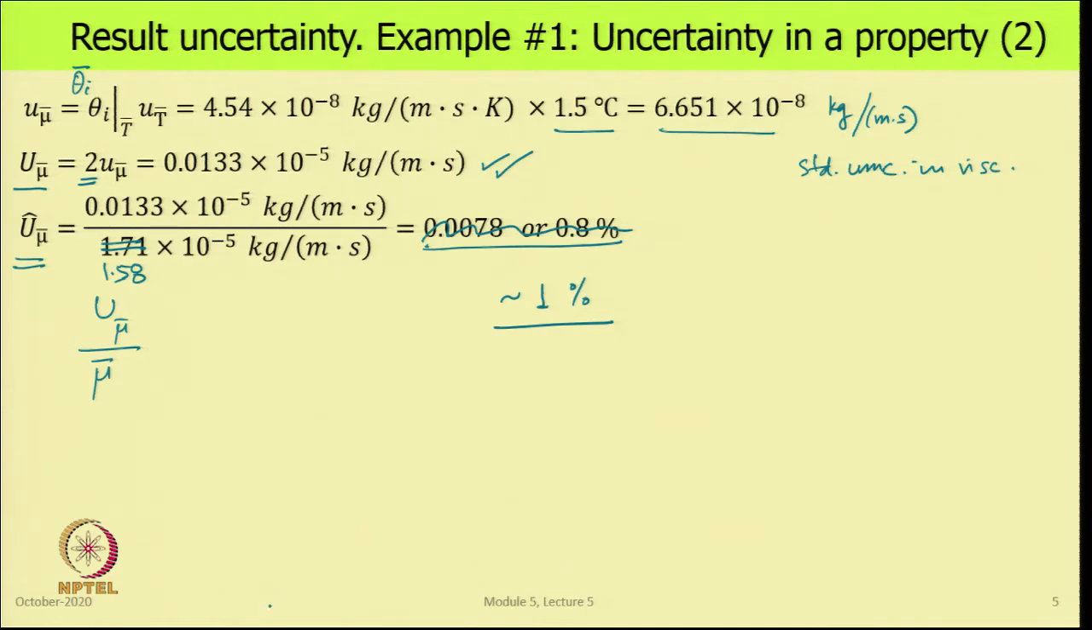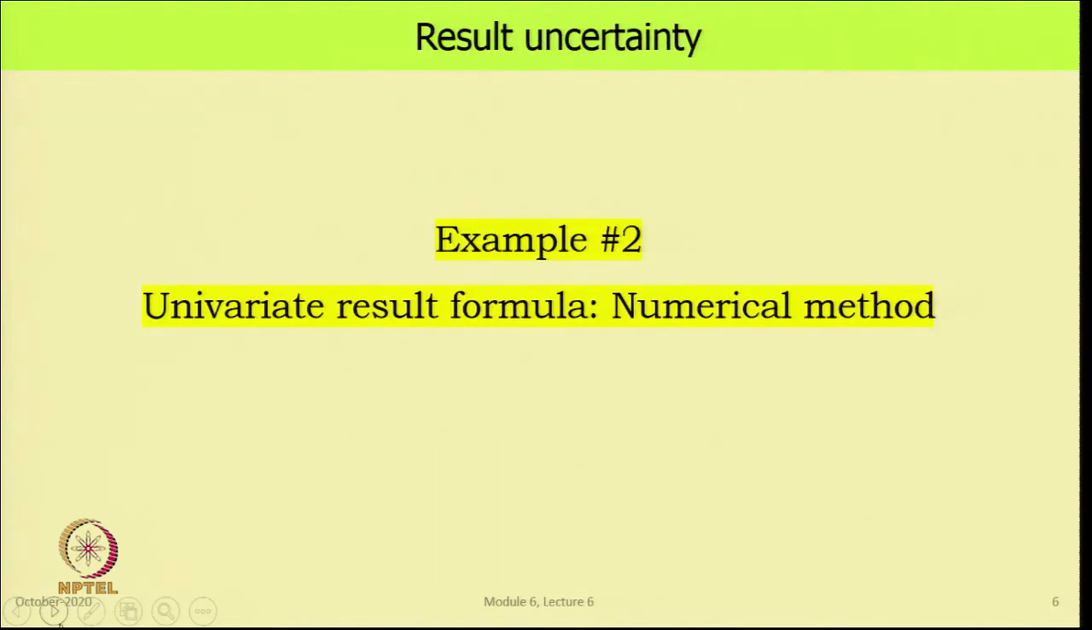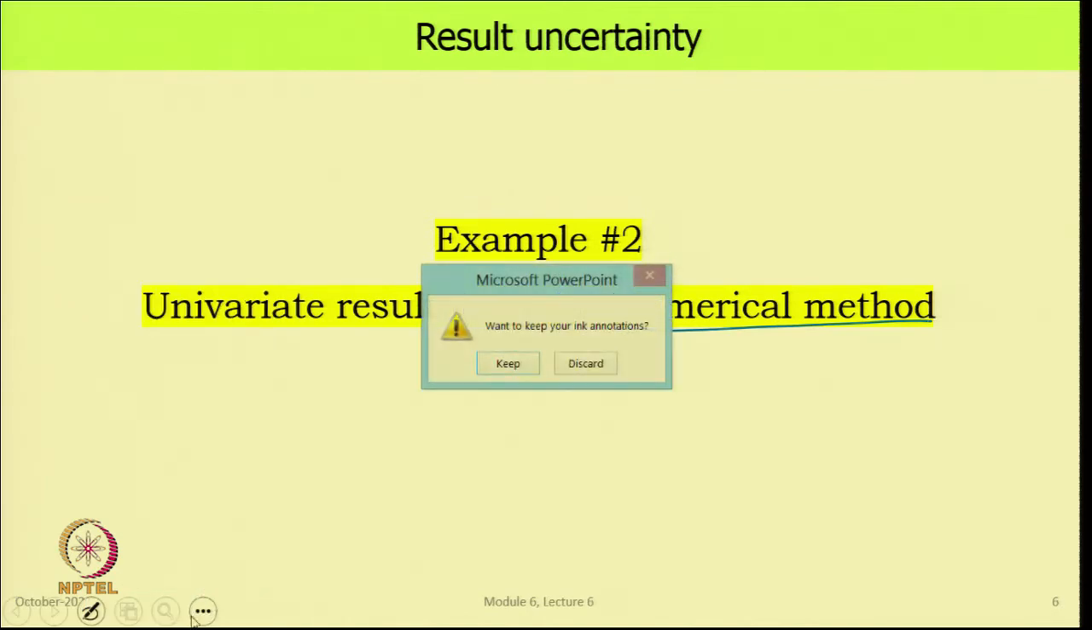Okay, so, that completes what the requirement was, and that is the end of this problem. The next problem that we will take is of a univariate result formula, but with a numerical method being used. So, let us see what this is.